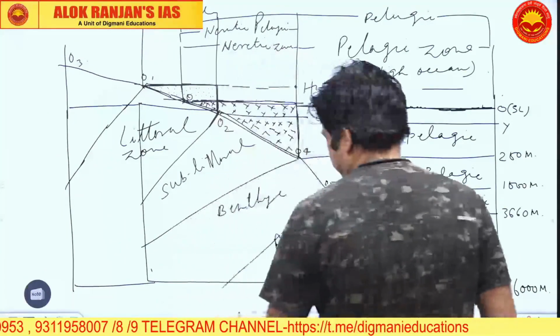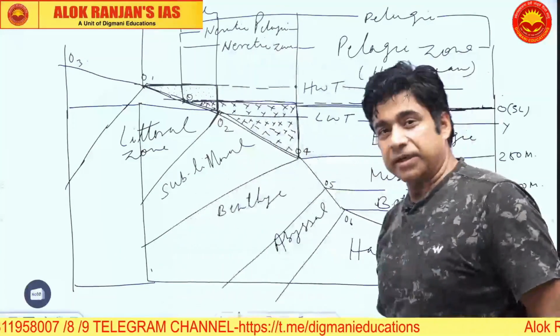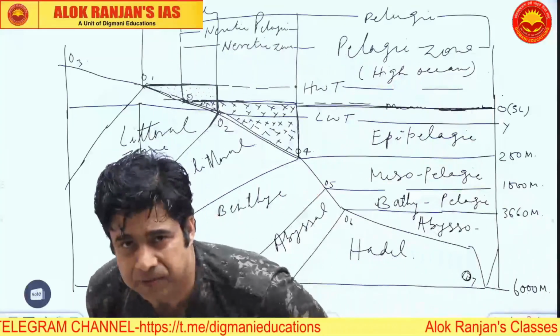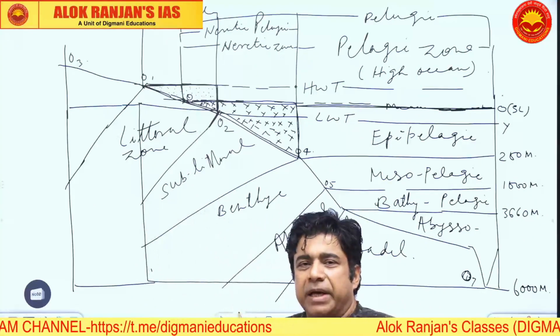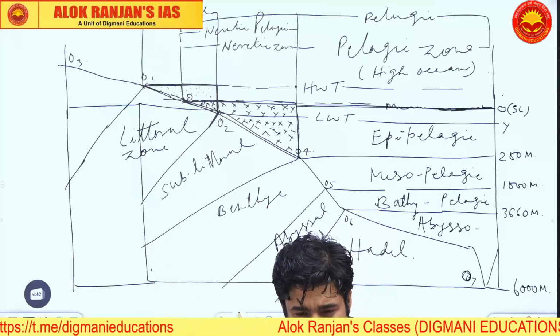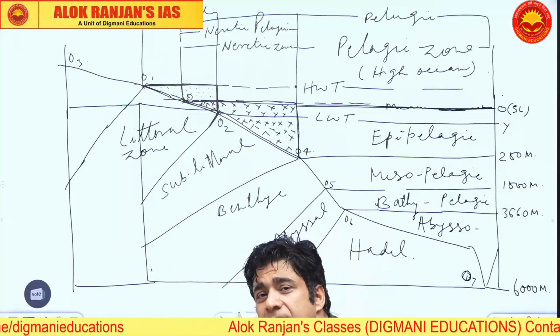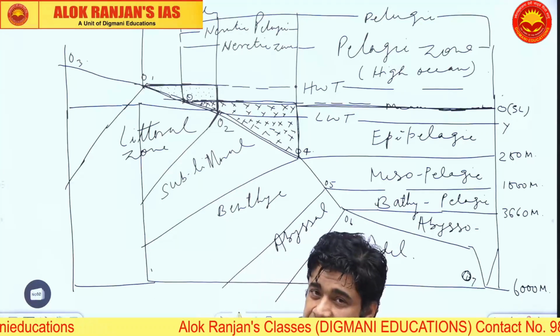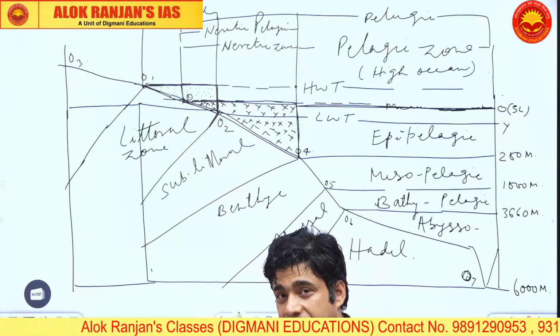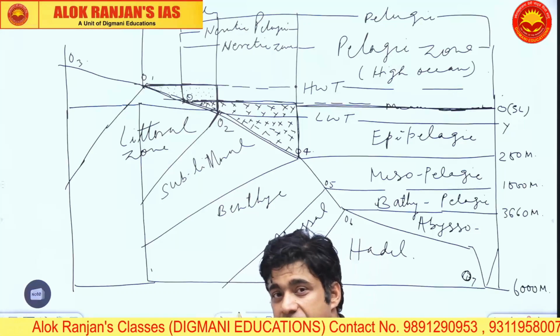Then you have the pelagic zone. So pelagic zone we can write it is the open ocean. Pelagic zone is the open ocean. And it is also called the high sea. But pelagic zone is biological desert.